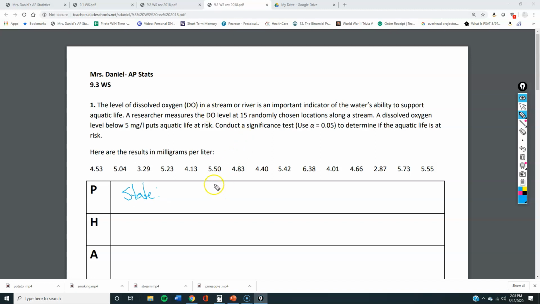All right. So our state, our alpha is 0.05. We're looking for our true mean of dissolved oxygen in the stream, right? Our null hypothesis shouldn't be below, so it should be 5, not 0.5. 5 milligrams per liter. Our alternative, what we're trying to test, is it less than 5, right? Not 0.5. We aren't doing proportions, Mr. Terwilliger.